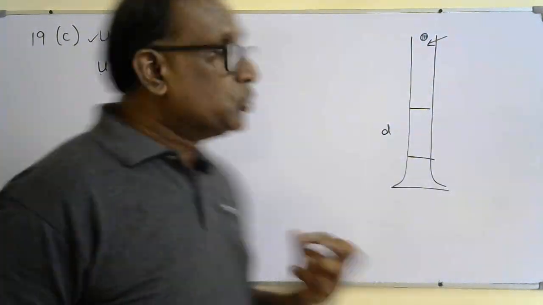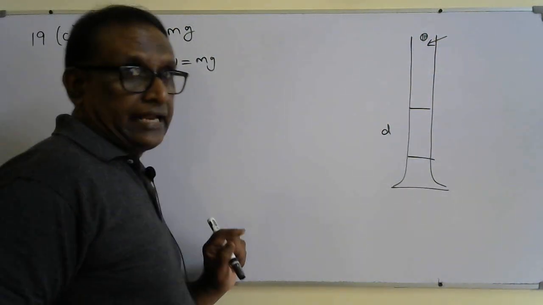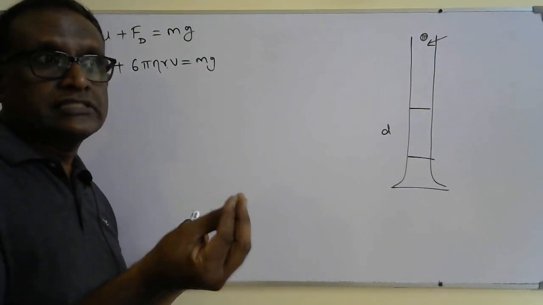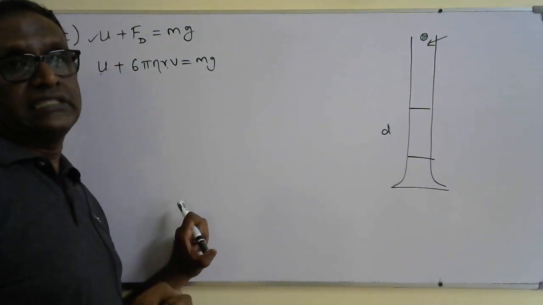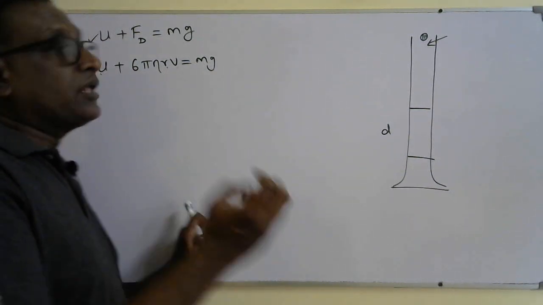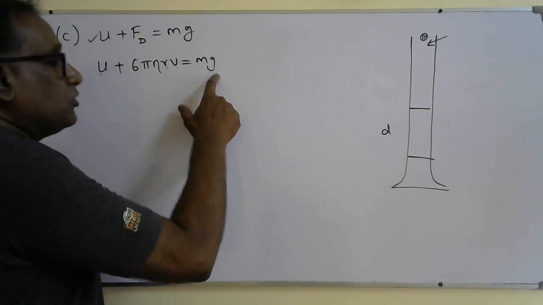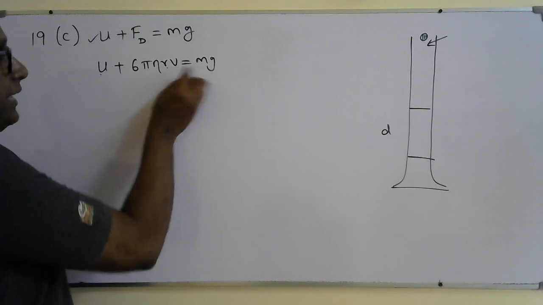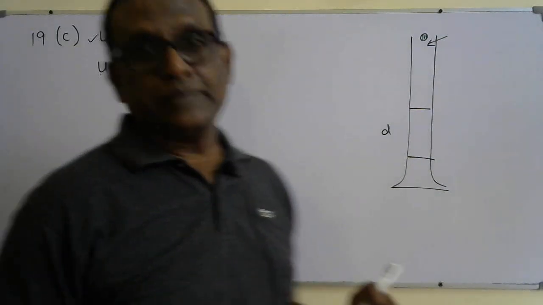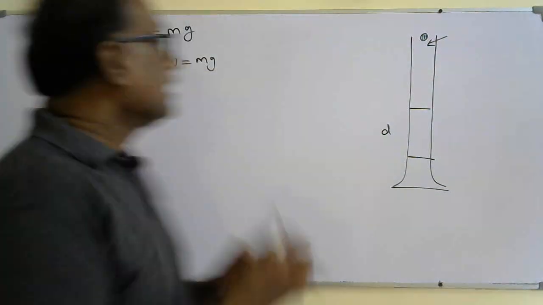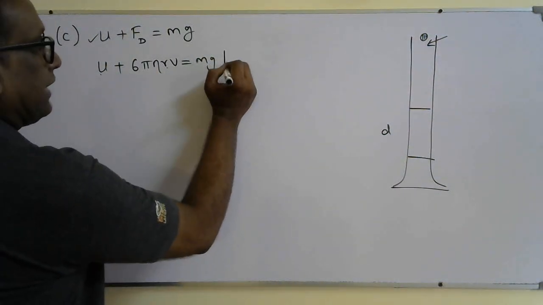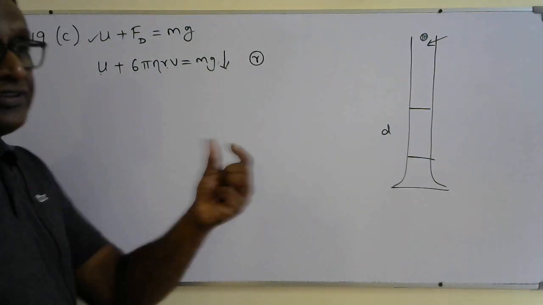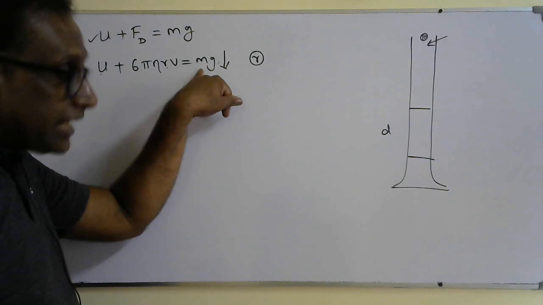So what should we do? We should reduce the weight of the ball bearing. For aluminium, the density is constant, so by reducing the radius of the ball bearing, we can reduce the weight. When we reduce the weight, this quantity can easily balance the weight even at lower terminal speed. Understand? So we should reduce this weight. How can we reduce the weight? Reduce the radius of the sphere. By reducing the radius, we can reduce the weight.